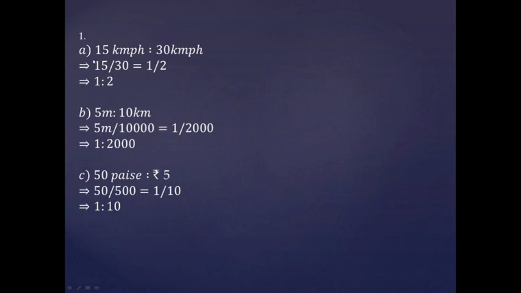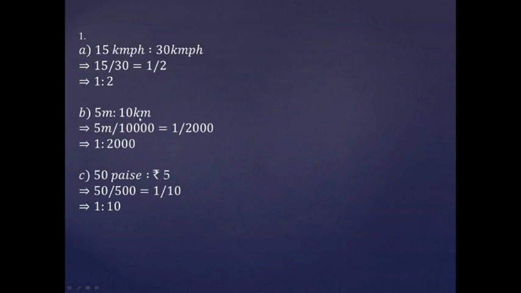In the first question, 15 km per hour is to 30 km per hour. If you keep this as a fraction, 15 by 30, then if you cut down with 15, this is 1 time, this is 2 times, so it becomes 1 by 2. So if you keep this as a ratio, it will become 1:2. Then the same thing happens in question number B.